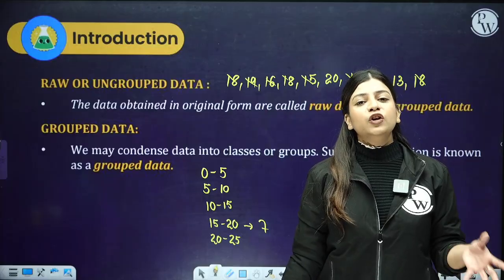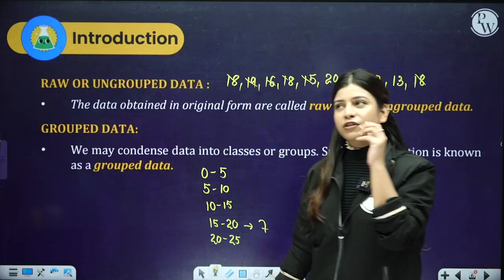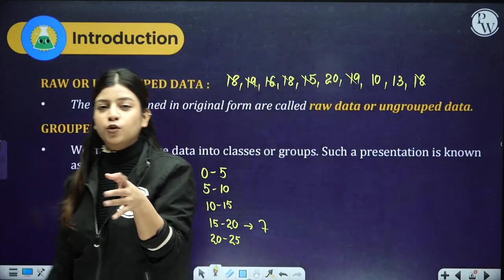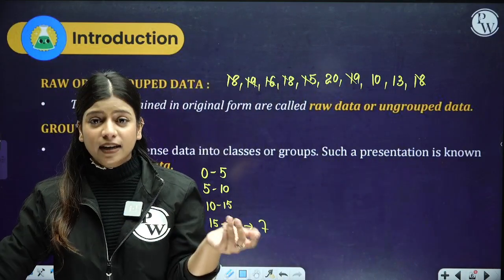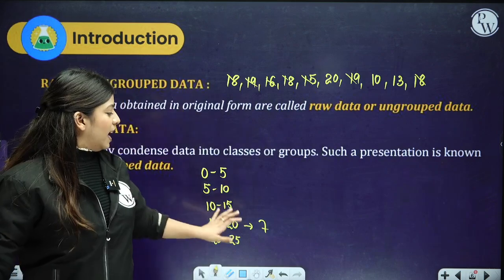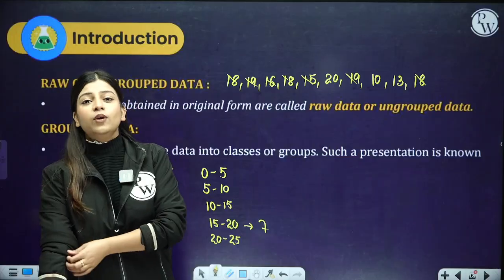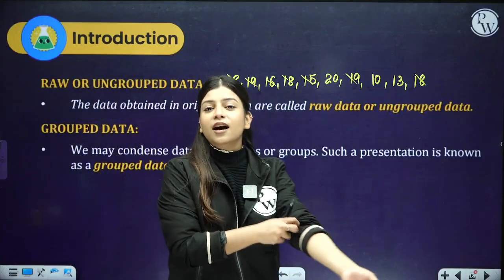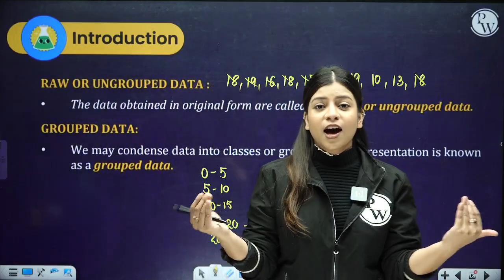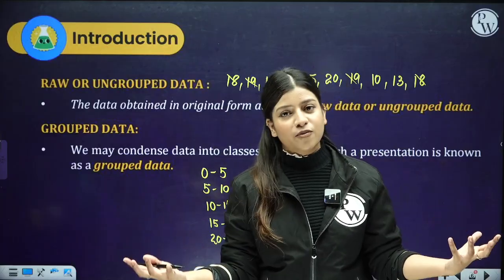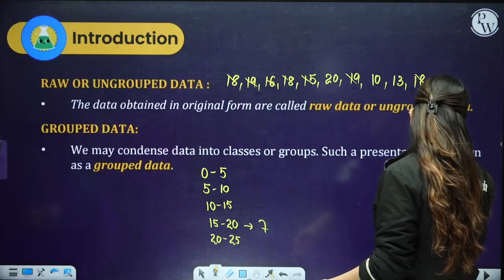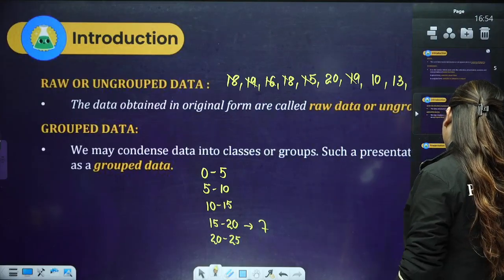Although this is a group thing, we are not sure in between 15 to 20 how many got 16, 17, 18, 19, that is not specific. But we can still analyze it because we don't need specific marks. We need to see how the class is performing on the larger scale, how the population, how the world is performing. So this is how it goes, and this is the difference between grouped data and ungrouped data.